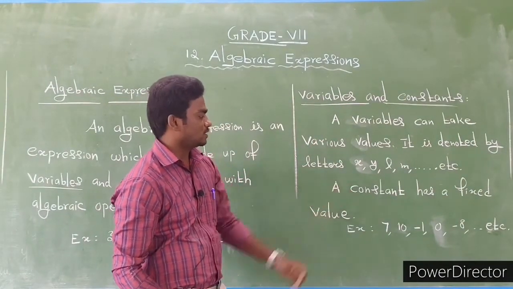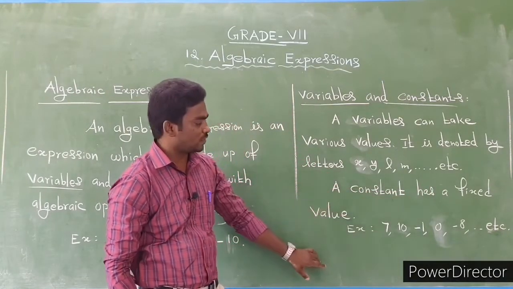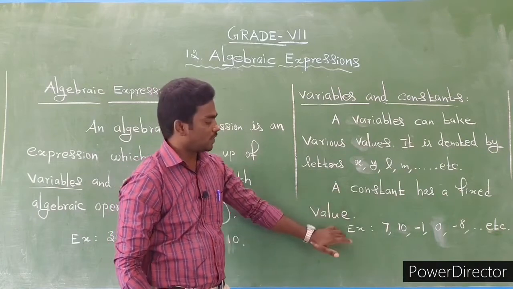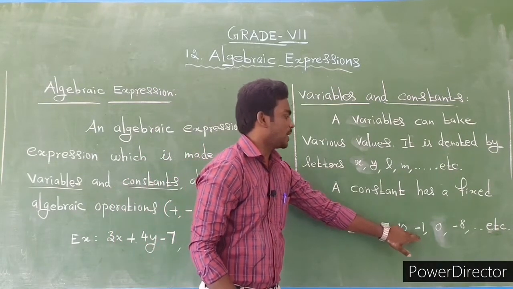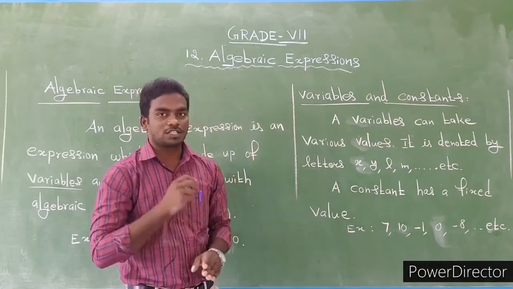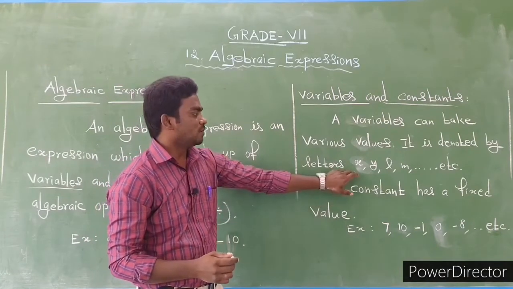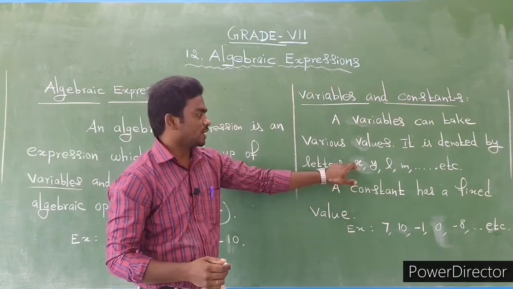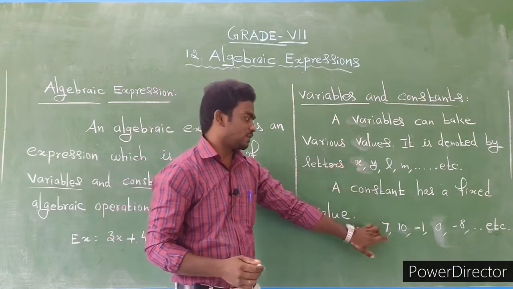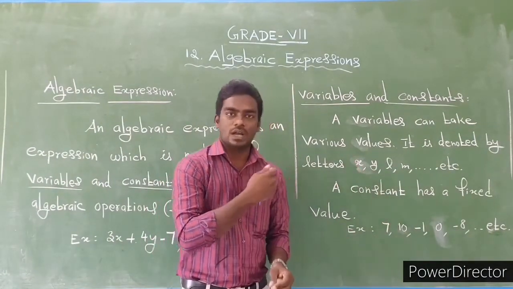Next, what is a constant? A constant has a fixed value which cannot change. For example, 7, 10, minus 1, 0, etc. All the numbers are constant values because a number takes only one value. But a variable is not a fixed value. We can take the value of x as 7, or x equal to 10, or x equal to minus 1, and so on.